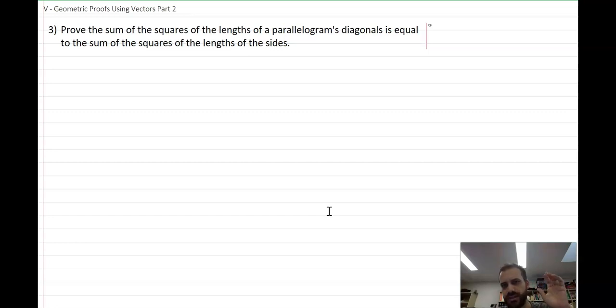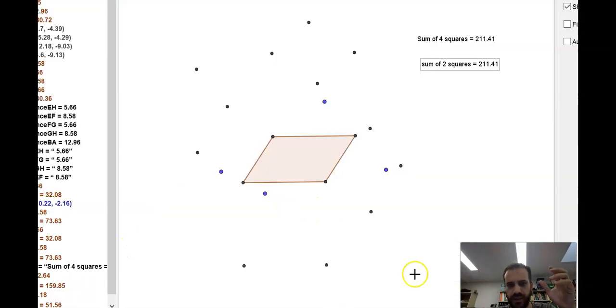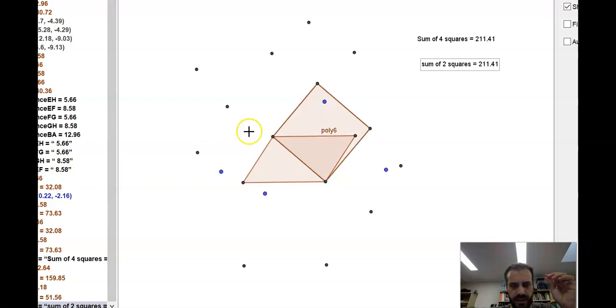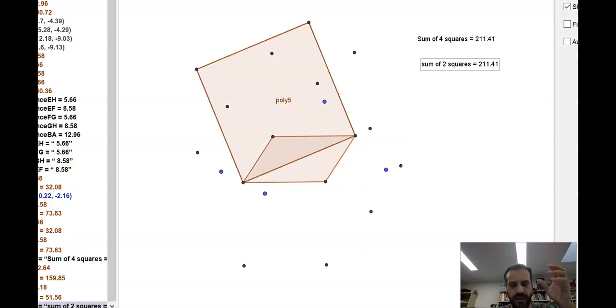Prove the sum of the squares of the lengths of a parallelogram's diagonals is equal to the sum of the squares of the length of the sides. So, what does that look like? Here is a parallelogram. Now, the sum of the squares of the diagonals. That is a square drawn off that diagonal. In other words, take the diagonal, square the number, and you'll have the area of that square. This is a square drawn off the other diagonal. If I add the areas of both squares together, I'll get 211.41. That's the sum of the two diagonals squared.